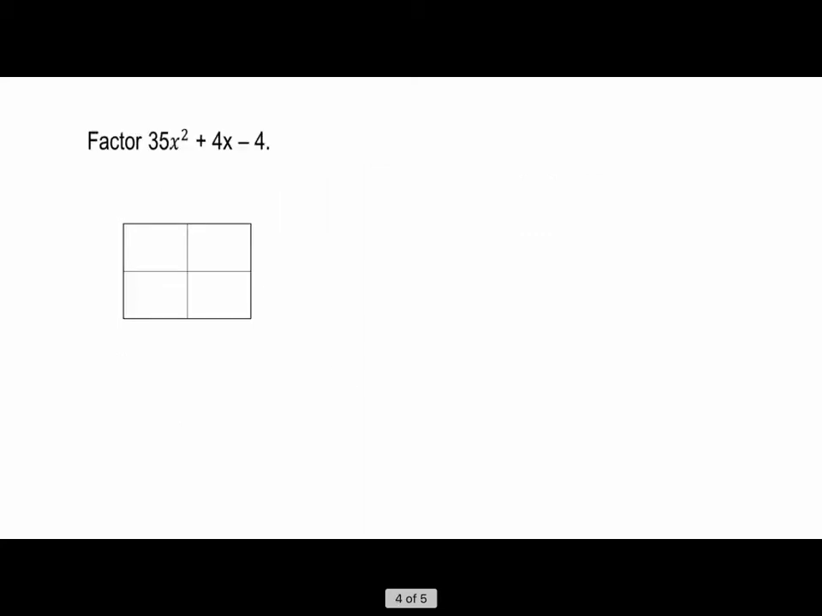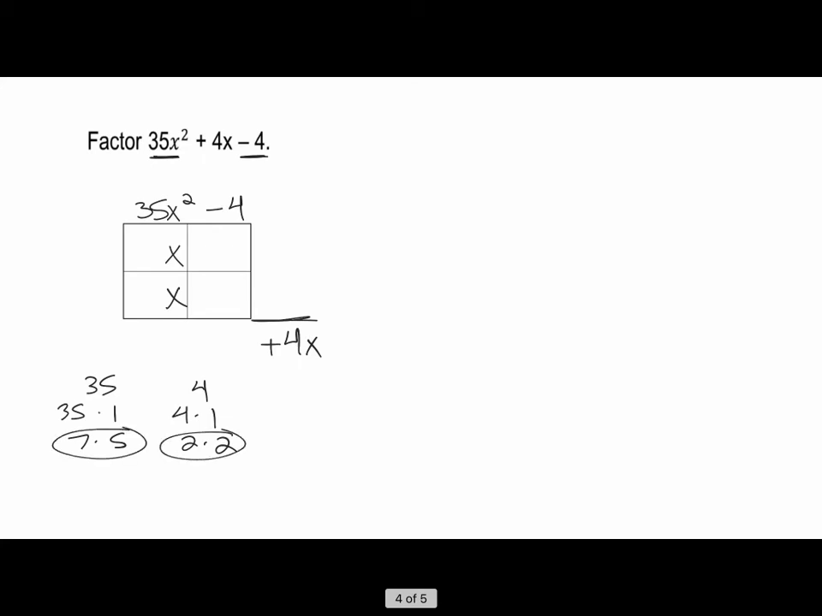Now we want to factor this trinomial, so factors of the first term and factors of the last term, such that the sum of the products of those factors is the middle term. X squared has to be x times x. So 35 could be 35 times 1, or 7 times 5. And 4 could be 4 times 1, or 2 times 2. So I'm going to try 7 times 5 and 2 times 2 first, just because I like to try the smaller numbers first and see if they work.